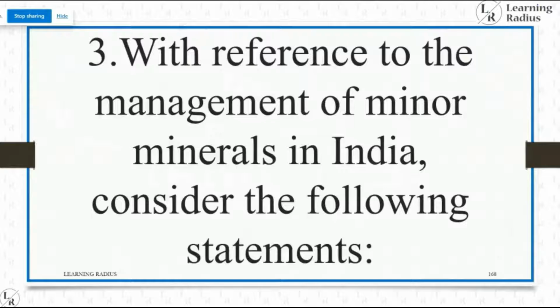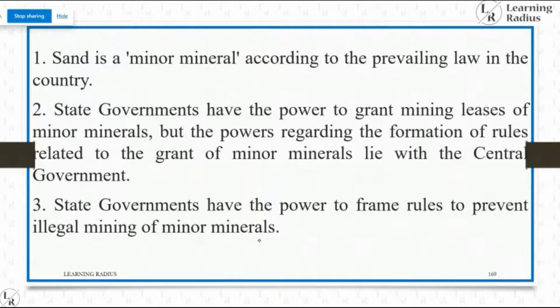It's a long statement related question with reference to the management of minor minerals in India. Consider the following statement. Sand is a minor mineral according to the prevailing law in the country. Second statement, state government have the power to grant mining lease of minor minerals, but the powers regarding the formation of rules related to the grant of minor minerals lie with the central government. State government have the power to frame rules to prevent illegal mining of minor minerals. So when you look into the statements, you can understand sand is a minor mineral according to the prevailing law in the country is right.